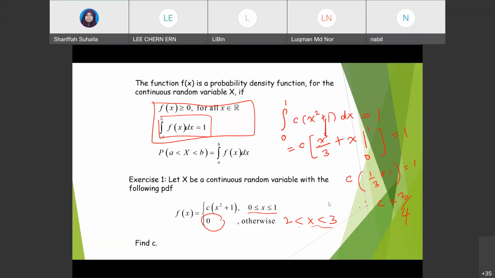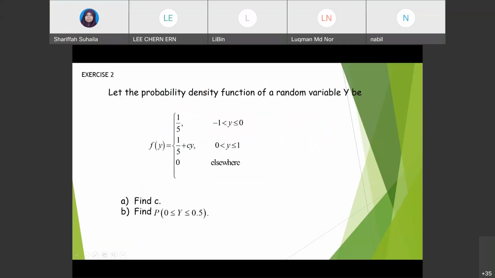Okay, let's say we refer to exercise 2 first. Later we will look at the module's one. This is just the same thing; in the module I just added on some slightly different exercises. Okay, exercise 2. So this one, you have a probability density function. You have two ranges. First one, minus 1 less than y less than or equal to 0. The other one, 0 less than y less than or equal to 1. So you want to find the value of C.